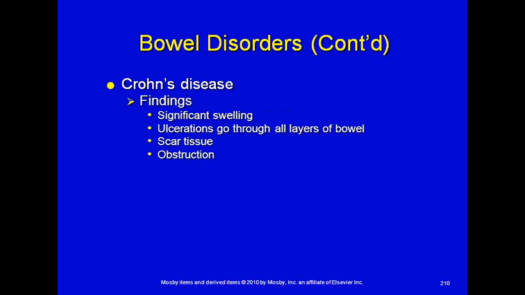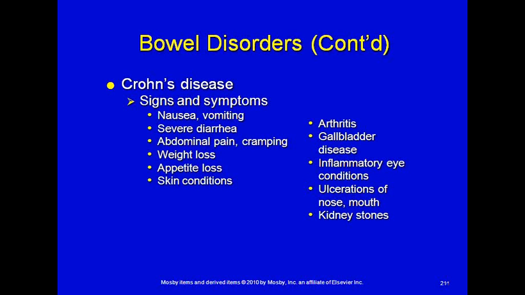Scar tissue can form from the significant swelling of this disease when it flares up, leading to things like bowel obstruction. Signs and symptoms: nausea, vomiting, severe diarrhea, abdominal pain and cramping, weight loss, appetite loss, poor skin turgor, arthritis.